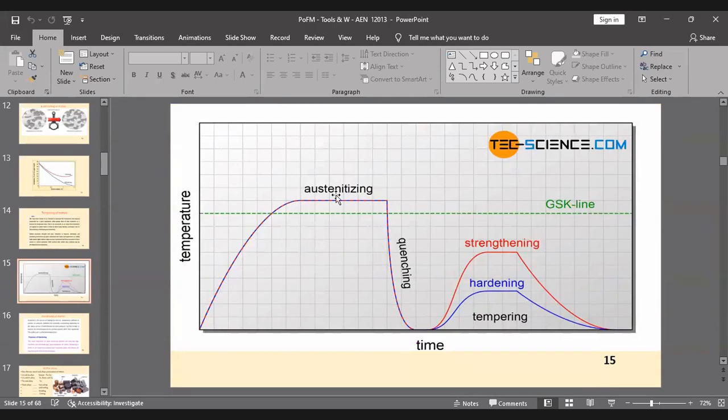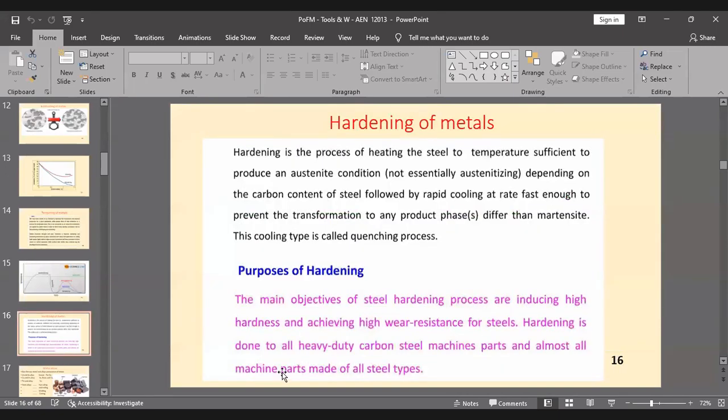So here austenite and then martensite. Okay, like that we can have it. The next one, purpose of hardening. What is the purpose of hardening?